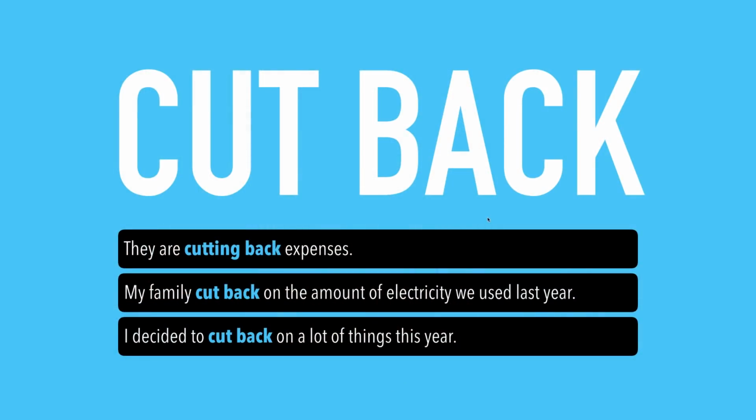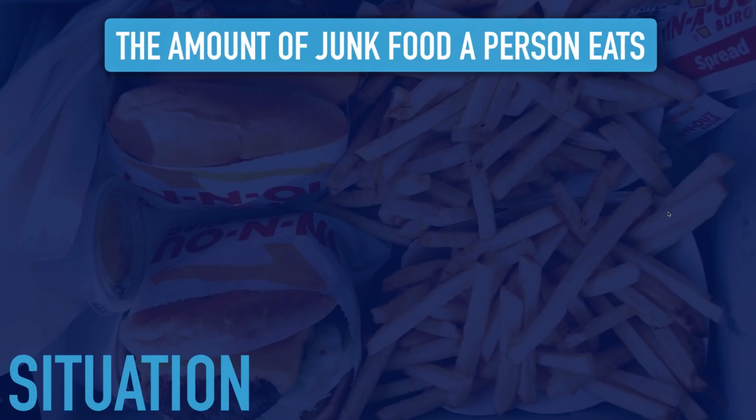Now, the final example sentence for this phrasal verb is, I decided to cut back on a lot of things this year. Now, what I want to do right now is look at an actual situation, a situation that you can connect with. Now, I want you to think about the amount of junk food a person eats. Maybe you really like junk food, right? I'm going to show you a dialogue between 2 individuals, and you're going to see how the phrasal verb cut back can be used. So here we go.